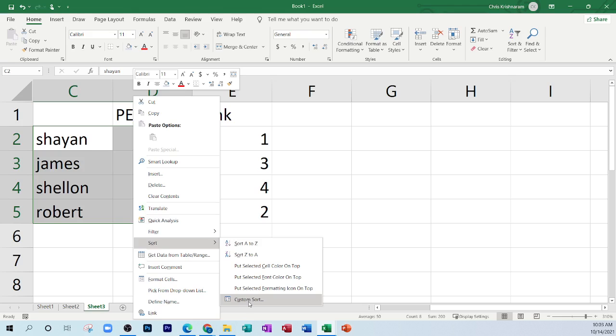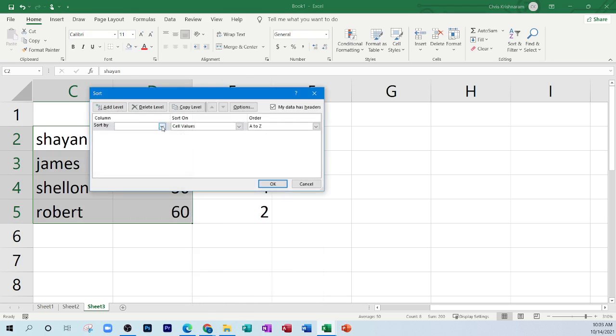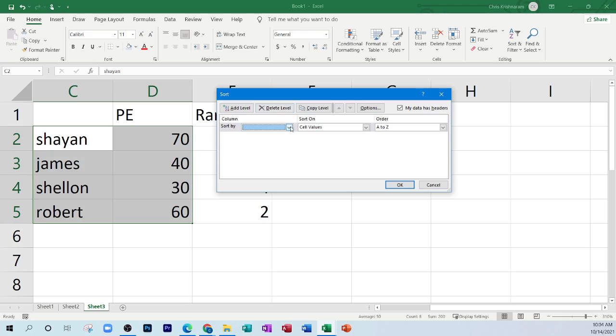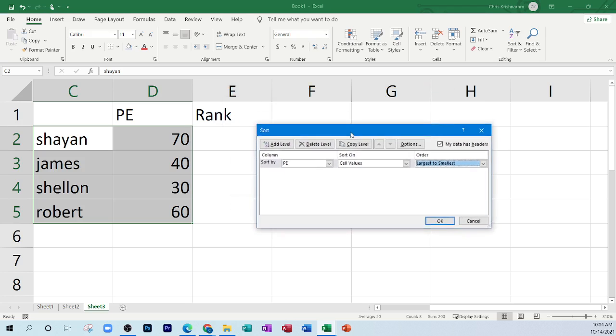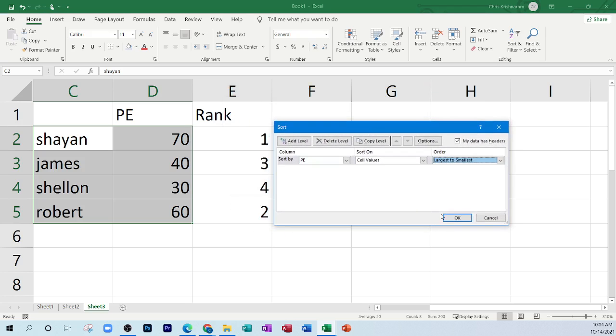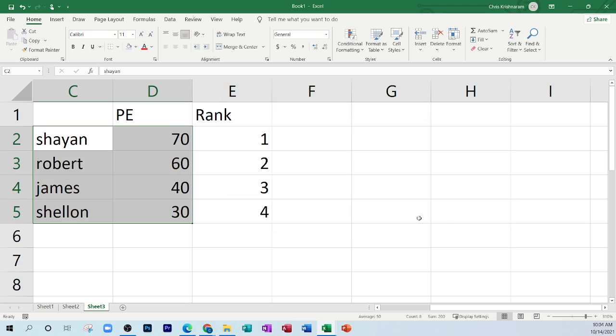So I'm going to go to custom sort, and I think I'm going to cover this later on, so don't worry if you still don't get it. I'm going to sort the PE column. I'm going to sort it from largest to smallest. Yeah, there's an entire chapter on sorting, so don't worry if you're not following.